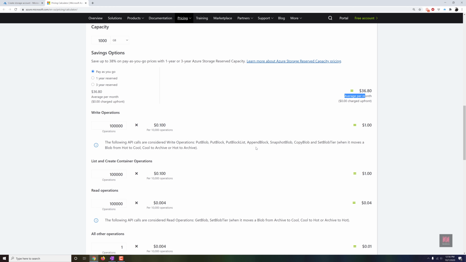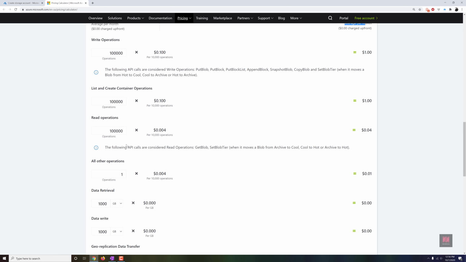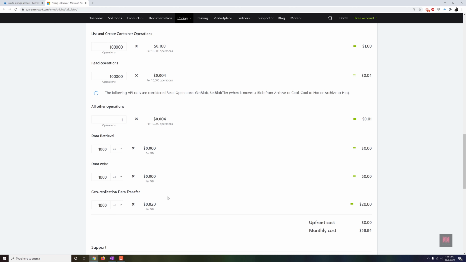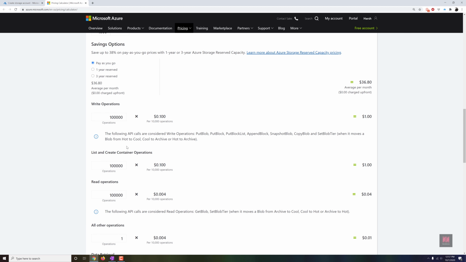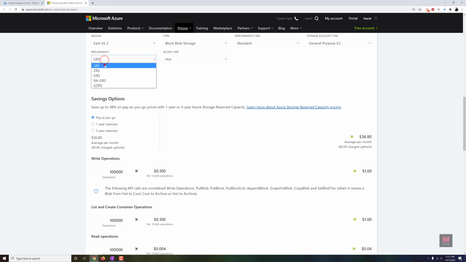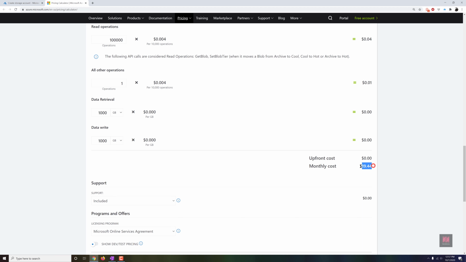It can certainly increase based on more operations, such as list and create container operations, read operations, and all other operations. It just calculates everything, and the overall price will be approximately $60 for 1 terabyte. This will be the cost per month if you're going to choose GRS. But let's say if I choose LRS here as an example. Just go down and check how much the price is. Instead of $60, you only have to pay approximately $20. So it has a huge $40 difference.